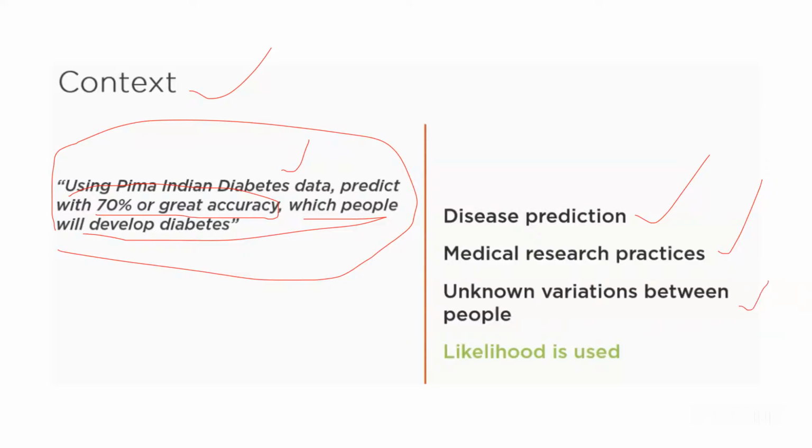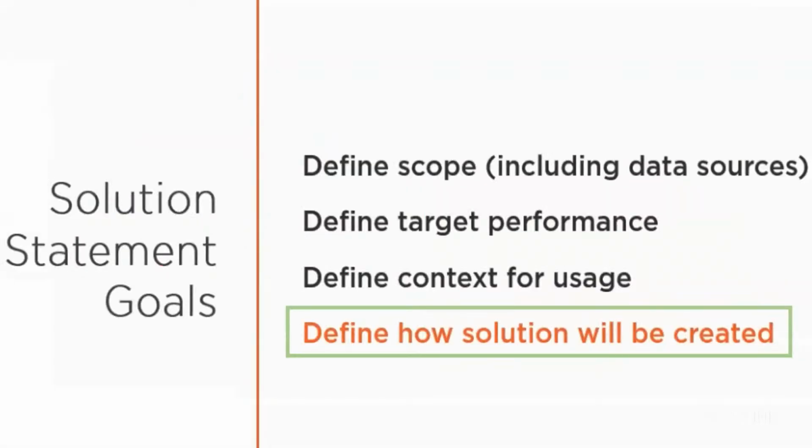We can include that knowledge also. There will be many variations of diabetes, so those also need to be considered, and likelihood is used, right? So, regarding the chances of improvement and likelihood, you should not mention that it will be able to predict 100%. We should not make a wrong commitment. These are the things we need to consider in the context, and we need to specify how the solution will be created.